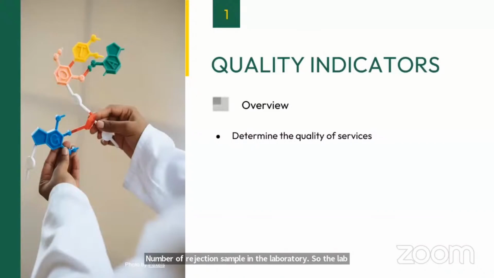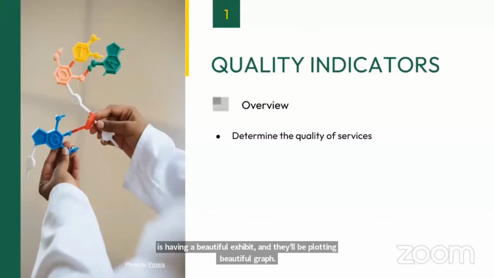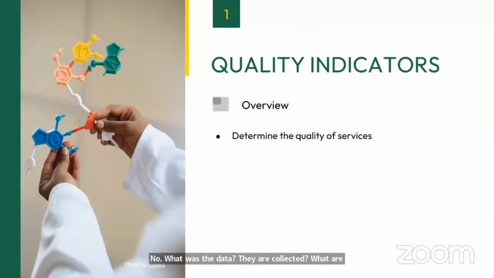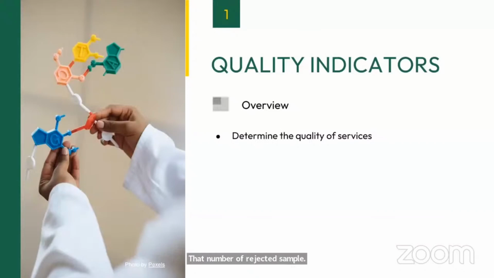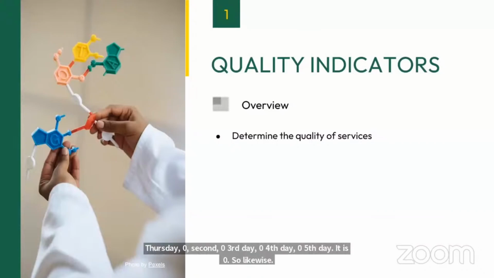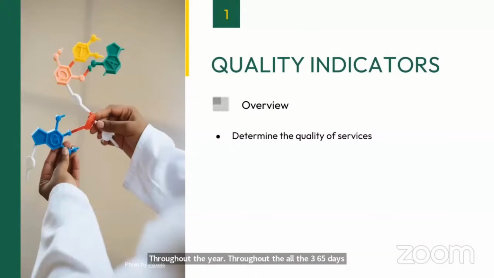Now what data have they collected? When you observe that data, you will see that the number of rejected samples on the first day is 0, second day 0, third day 0, fourth day 0, fifth day 0. Likewise, throughout the year, all 365 days, the laboratory has not rejected even a single sample.